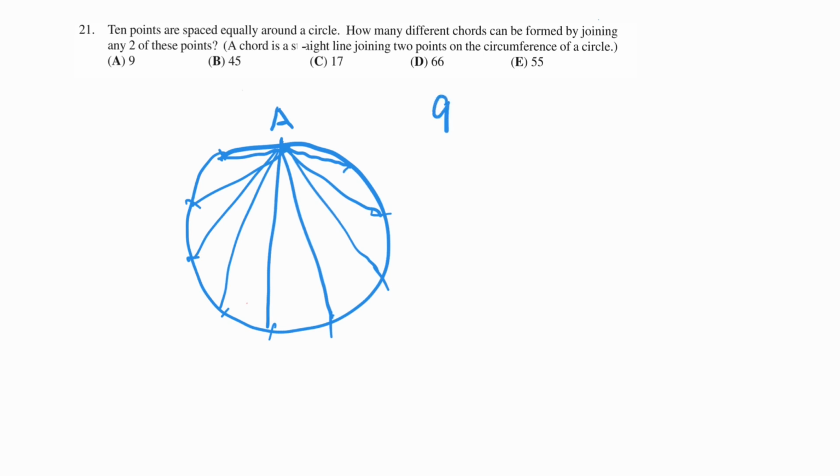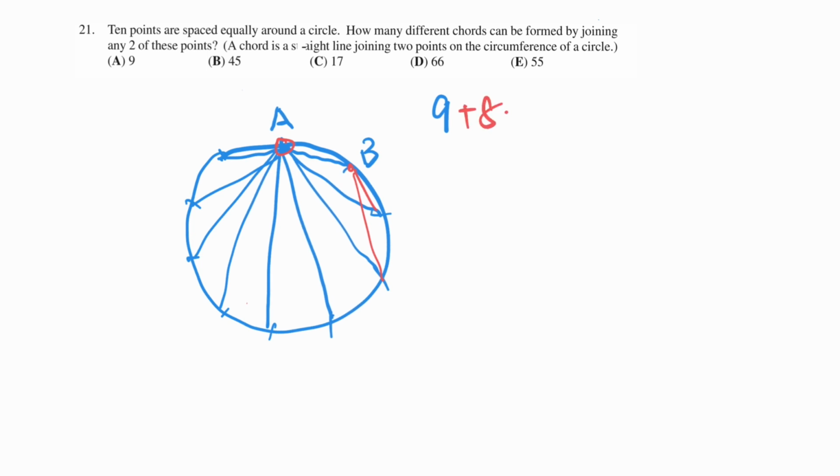If I label the next one B, from B I draw the chord. I cannot draw B to A because that's the same one. They ask how many different chords, so AB and BA is the same one. We already did A, so we cannot connect A. So from B, we have another 8 points we can draw, so that means we will draw 8.